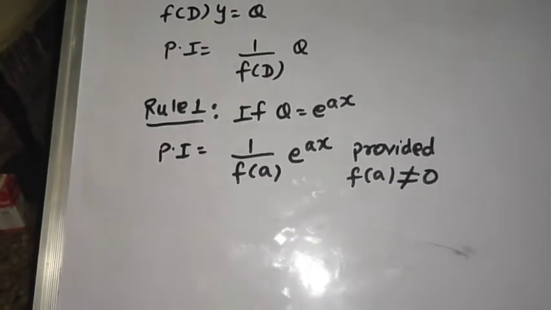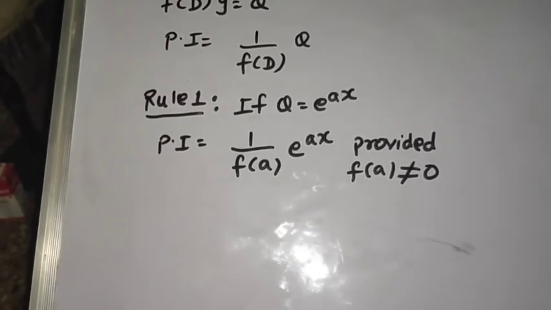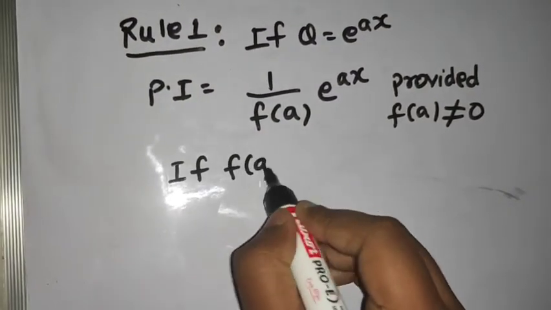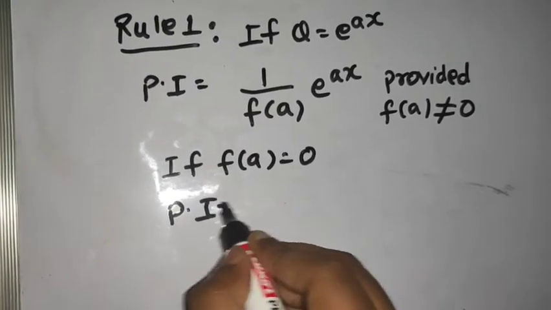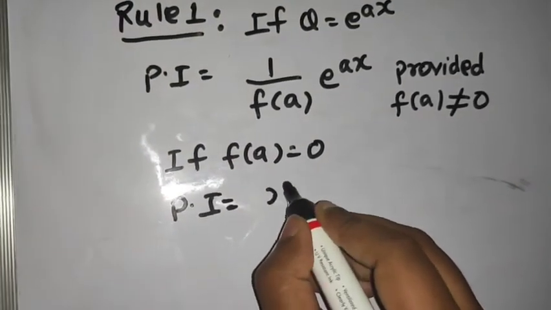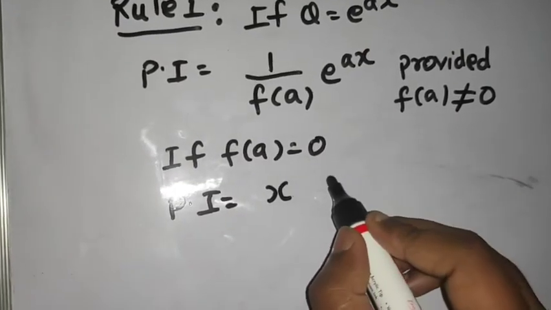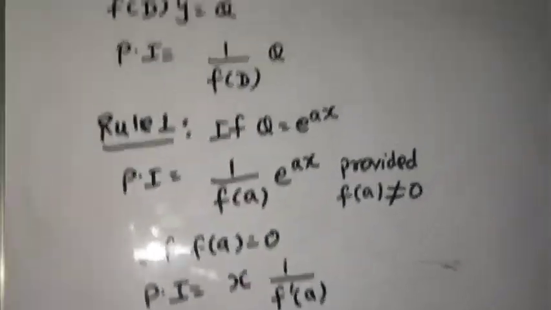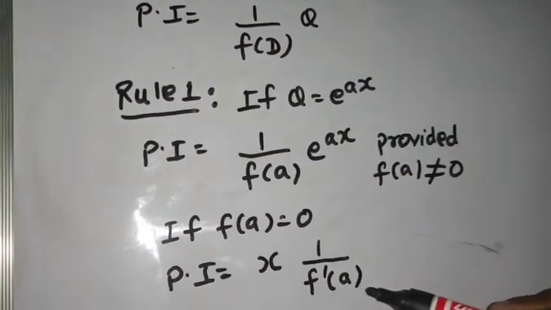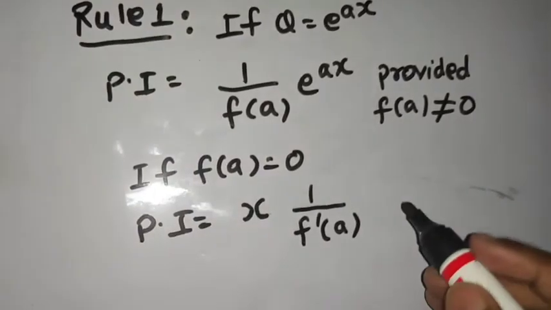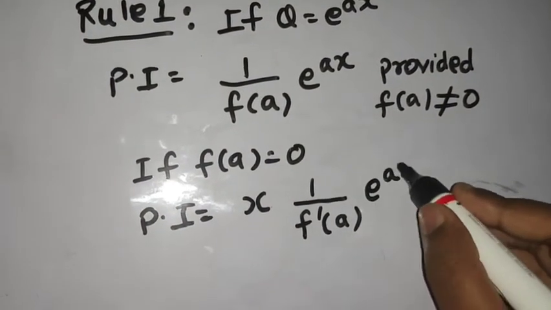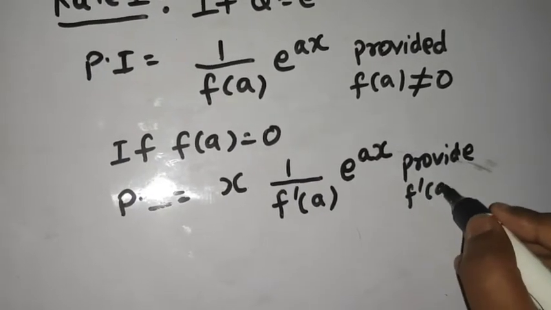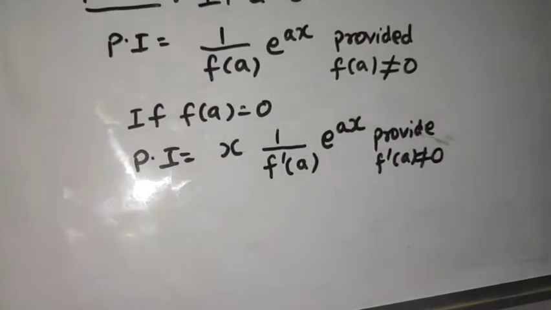Now in all the rules which we'll be following from now, if the denominator is equal to 0, what you will do is, if f of a equals 0, the particular integral will be written by multiplying by x. Write x separately, 1 upon f dash a. How to find f dash a? Differentiate f with respect to D and then put the value of a. You will see as we proceed with the questions. E power ax, provided f dash a is not equal to 0.